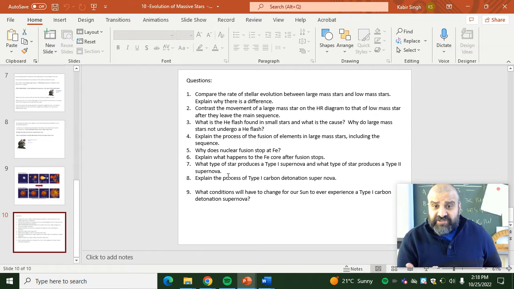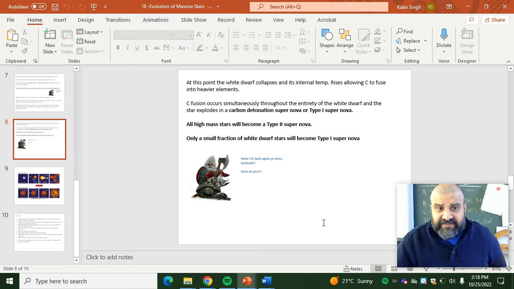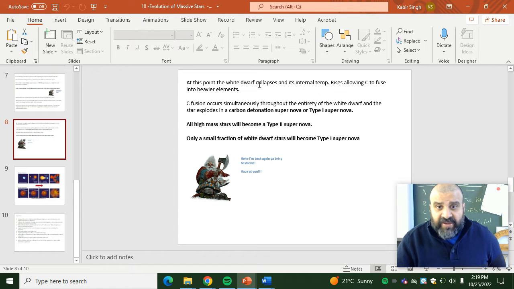And if it reaches the Chandrasekhar limit of 1.4 solar masses, we go back here, it's so massive at this point that the white dwarf will collapse even further. The white dwarf collapses, it gets hotter and hotter, and it gets so hot that it fuses carbon.